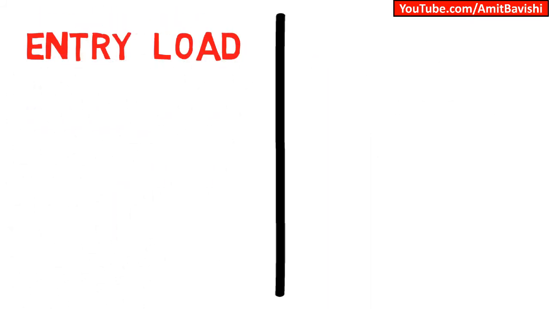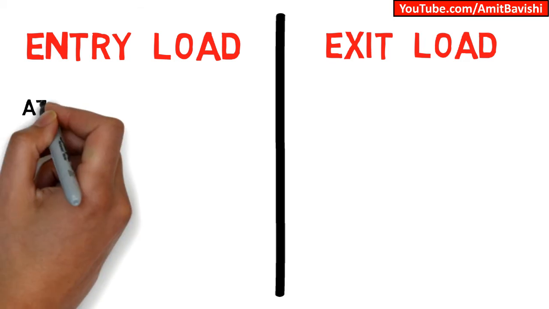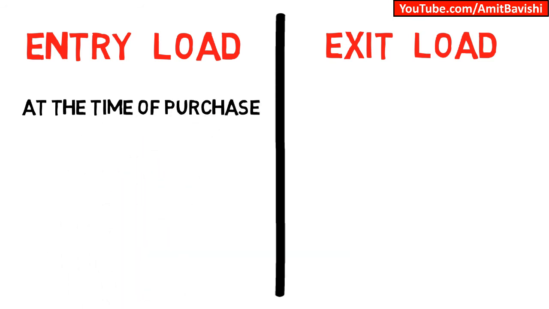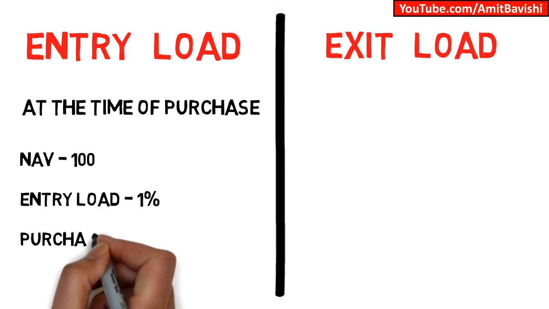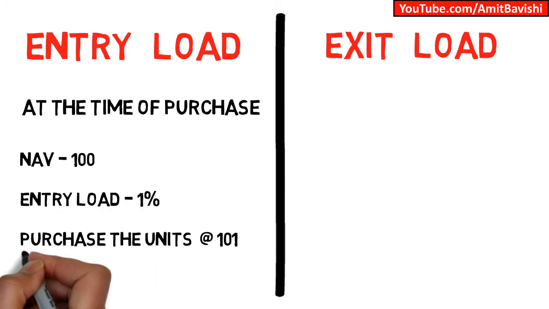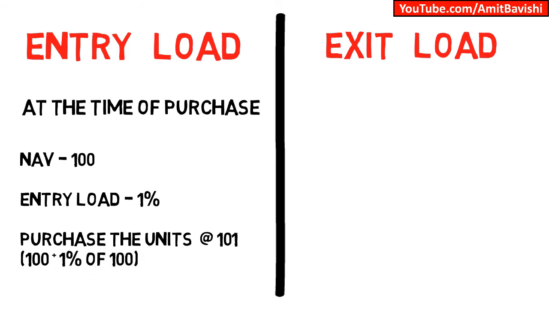Entry or exit load. A mutual fund may have a sales charge or load at the time of entry and or exit to compensate the distributor or agent. Entry load is charged at the time an investor purchases the unit of mutual fund. The entry load is added to the prevailing NAV at the time of investment. For instance, if the NAV is Rs 100 and the entry load is 1%, then the investor will enter the fund at Rs 101, that is 100 plus 1% of 100.